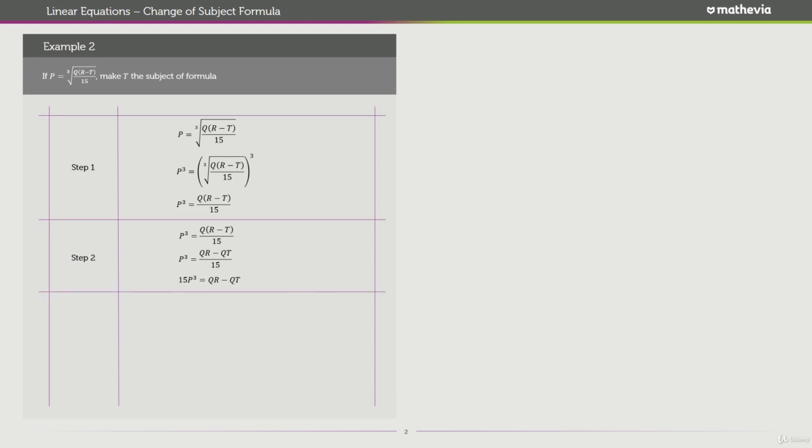Okay, we're getting closer and closer to having t on its own, and now that we have 15p cubed equals qr minus qt, we're going to move qr over to the left, and basically what we'll end up with is qt equals qr minus 15p cubed. Okay, now that we have that, I think you probably know what we're going to do next. We're just going to divide both sides by q, and finally you're left with t equals qr minus 15p cubed over q, and that is your answer.